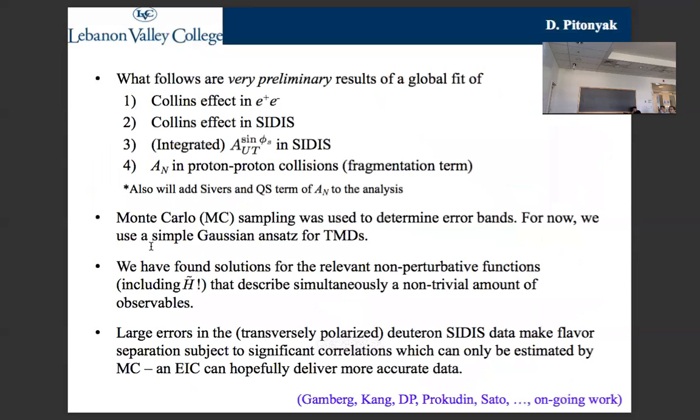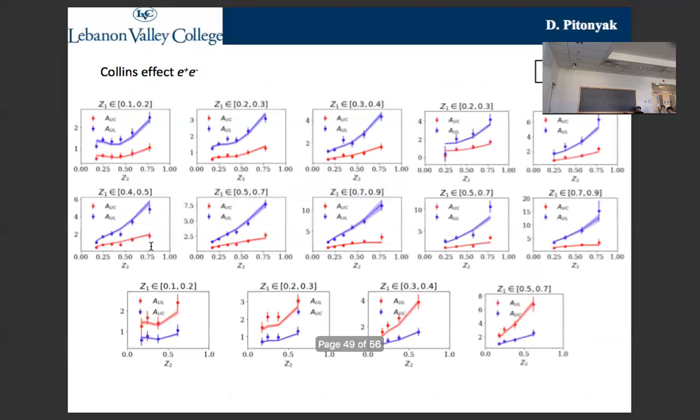We use Monte Carlo sampling to try to get the error bands. For now, we're just sticking with the simple Gaussian ansatz for the TMDs. Okay, so we have solutions for these non-perturbative functions, including H tilde. Okay, it's highly non-trivial given all these different observables. And then I think this was mentioned a few times about getting the flavor separation needing more precise data on the deuteron, and hopefully an EIC can help with that. So this is what we get for the Collins effect in E plus E minus.